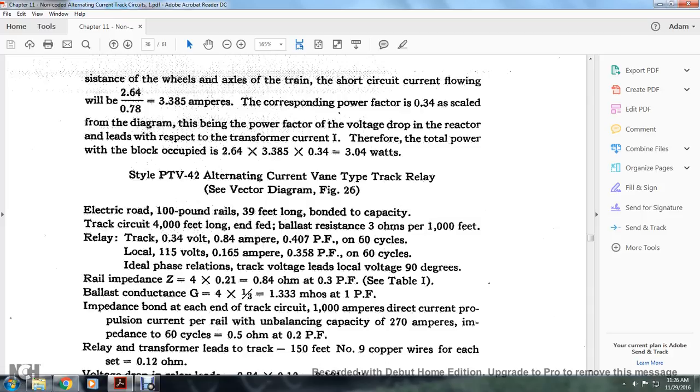The style PTV 42 alternating current vane type track relay. See the vector diagram, figure 6. Electric road, 100 pounds, 39 feet long, bonded to the capacity track circuit with a 4,000 feet long end fed with a ballast resistance of 3 ohms per 1,000 feet.